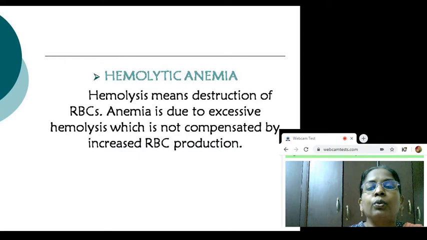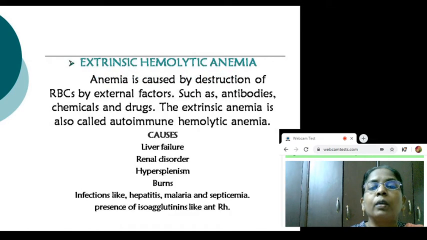Then next, let's move on to hemolytic anemia. It means destruction of the RBC. That means the RBC will be destroyed due to excess hemolysis, which is not compensated by increased RBC production. Now move on to extrinsic hemolytic anemia. It is caused by external factors. It may be if you're taking too many antibiotics, or you're exposed for too long to chemicals, or you are taking too many drugs. These are the external exposures which affect your body, and you will get extrinsic anemia.